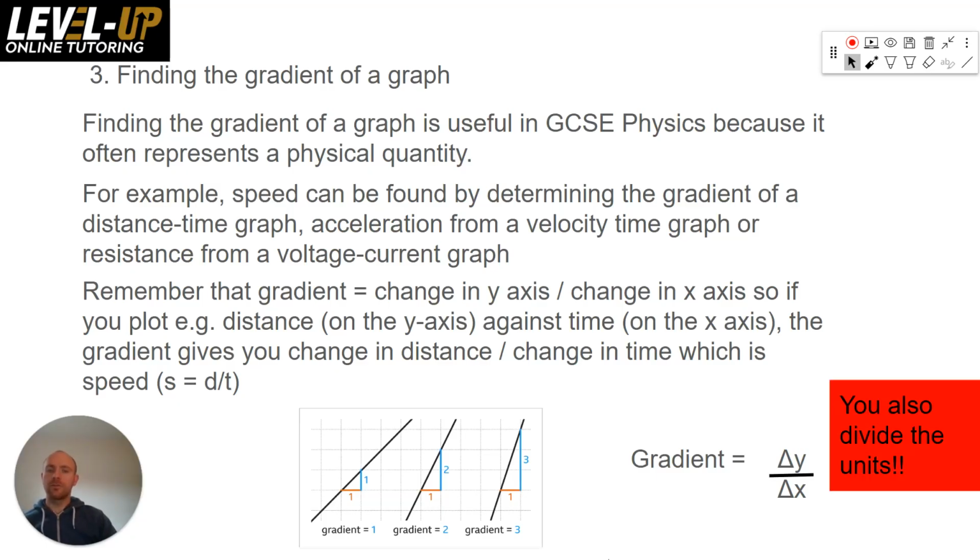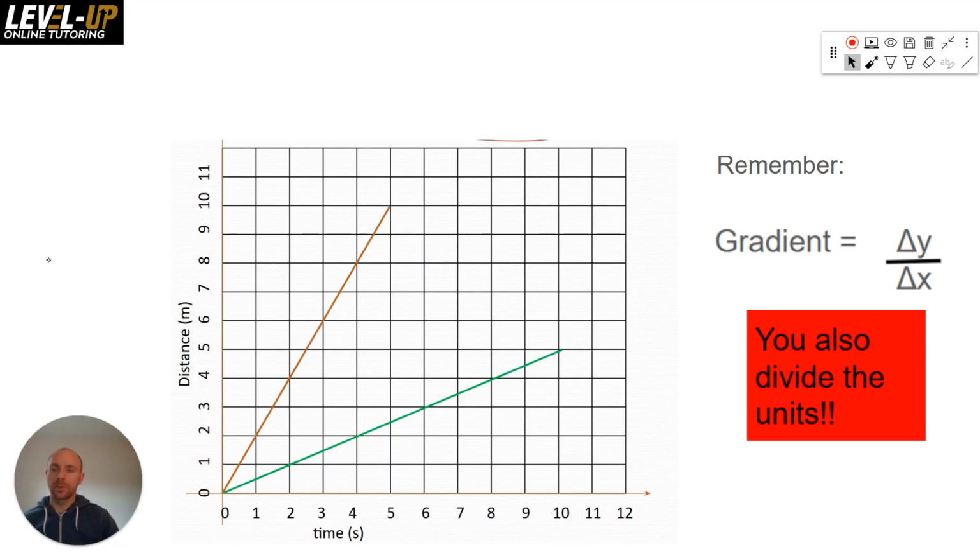So the final thing you want to really think about is that although I haven't given units on these particular examples, you'd also divide the units. So whatever the units of the y value are, you're going to divide that by whatever the x value units are. So we'll look at some examples now. If you look at this particular example, we've got 2 lines here. I'm going to just use exactly the same idea.